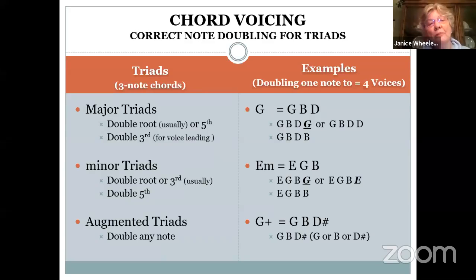For major triads, we usually double the root, sometimes the 5th, and once in a while we double the 3rd for voice leading. So remembering that the root of the chord of G major is the G, and the B is the 3rd, and the D is the 5th, we know that usually we would probably be doubling the G, but sometimes we might double the D, and occasionally we might double the B.